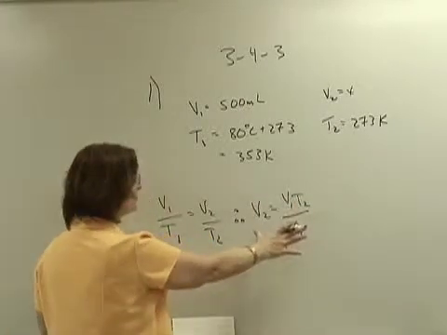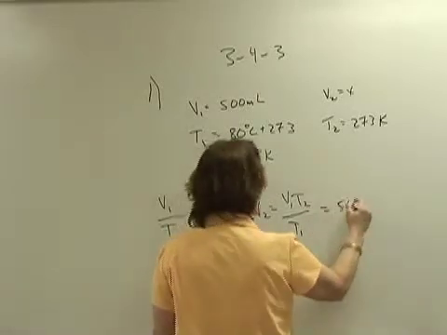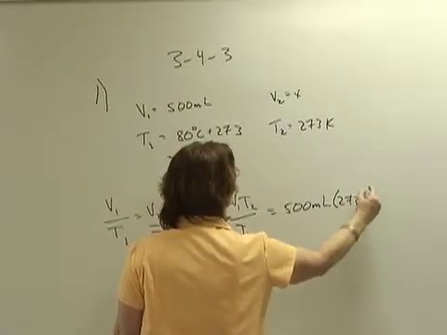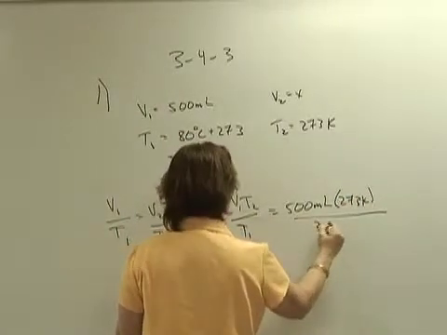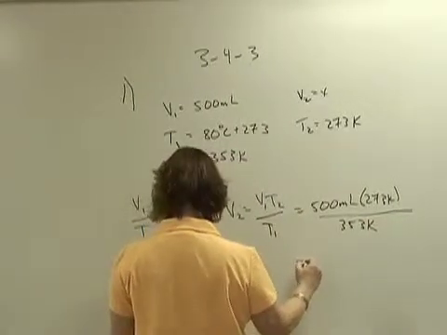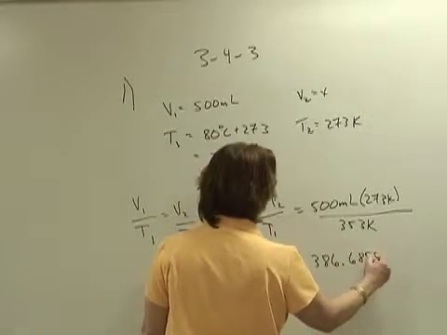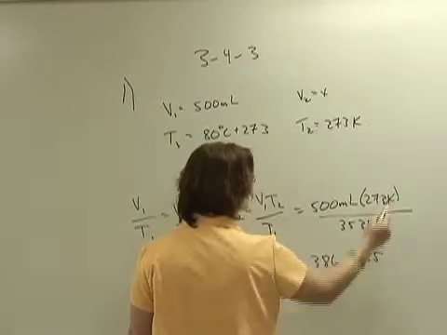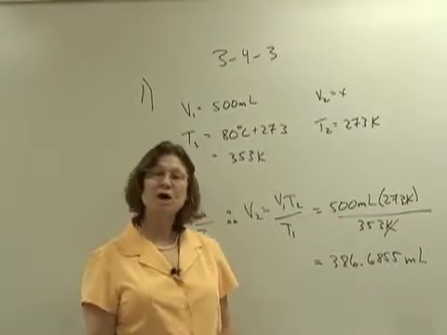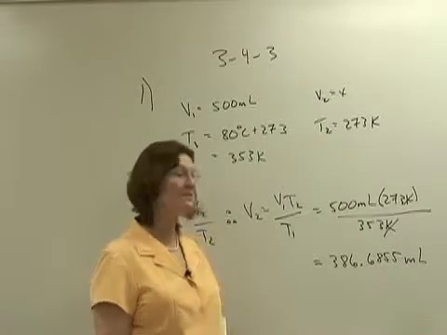Once I get this rearranged, then I just substitute in my values. I have 500 milliliters, and T2 is 273 Kelvin, divided by 353 Kelvin. When I do the math, I get 386.6855, and my Kelvin cancel, and that leaves me milliliters. Then I look back to my original problem and see the number with the least number of significant digits is how I express my answer.